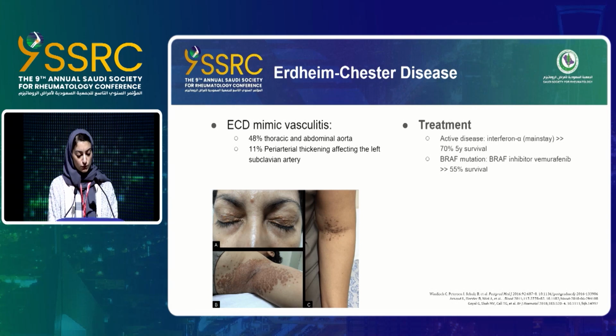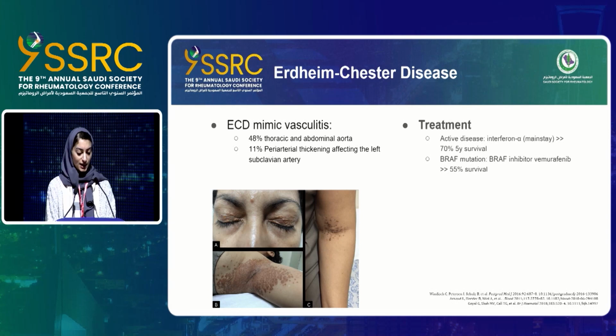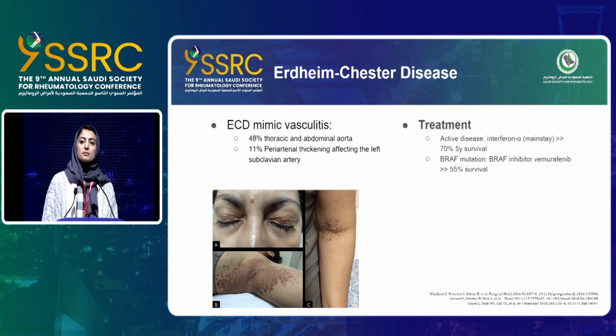Around 48% of patients with Erdheim-Chester disease will have periarterial thickening of the thoracic and abdominal aorta, and around 11% will have periarterial thickening affecting the left subclavian artery. So they may present with intermittent claudication, sometimes ischemia as well. Treatment is usually with interferon alpha in mutation-negative patients, and BRAF inhibitor if the mutation is present.